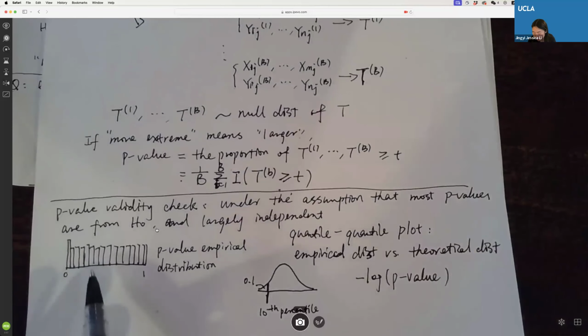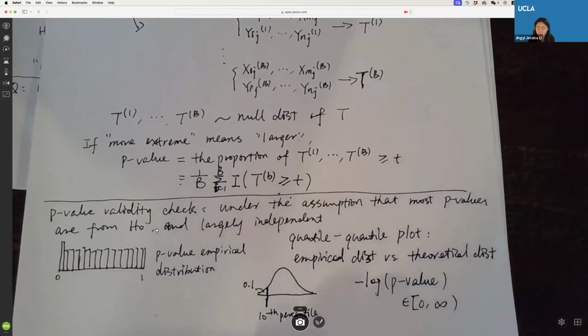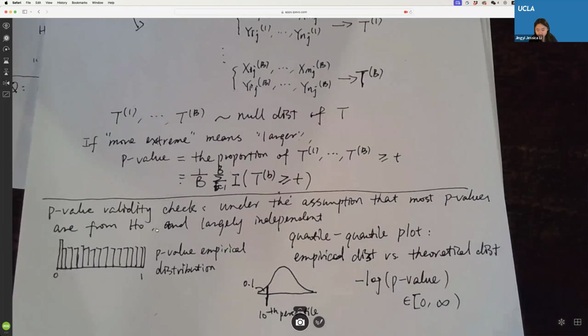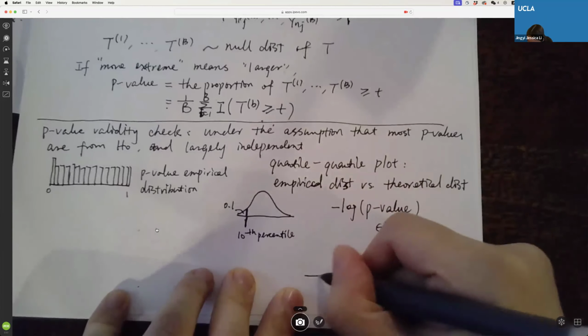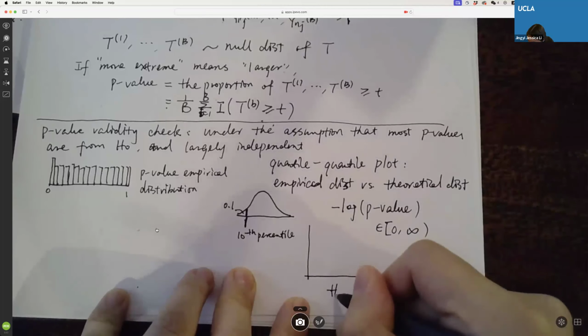So the range becomes 0 to positive infinity. So we're comparing such negative log p-values to what we expect for the quantile in the theoretical uniform distribution. In other words, a small p-value closer to 0 will give me a large positive negative log p-value. So then in the quantile plot, maybe we will say this is the theory.